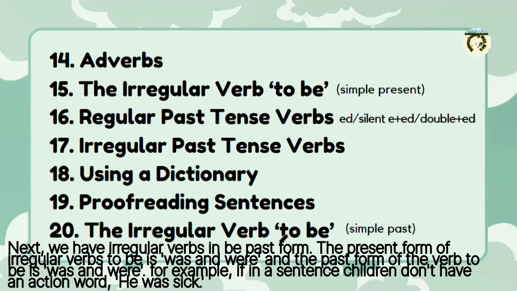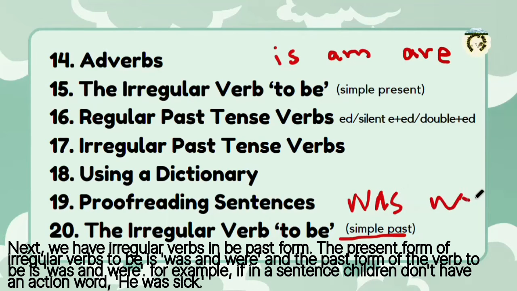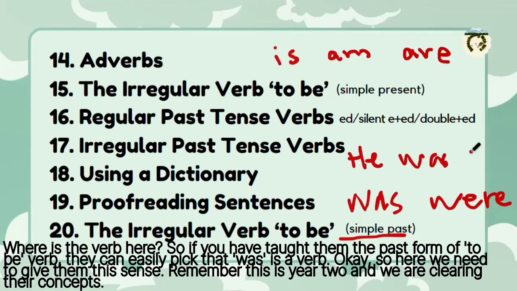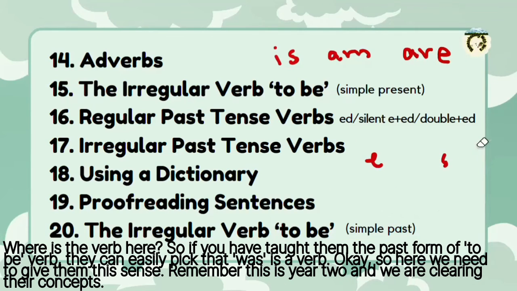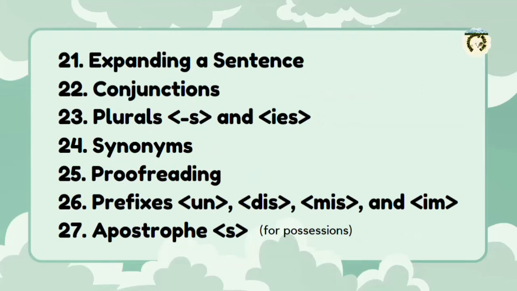Next, we have irregular verb to be past form. The present form of irregular verb to be is is, am, are, and the past form of verb to be is was and were. So, for example, if in a sentence children don't have an action verb, for example, he was sick. So, where is the verb here? If you have taught them the past form of to be verb, they can easily pick that was is a verb. Okay, so here we need to give them this sense. Remember, this is year 2 and we are clearing their concepts, right?